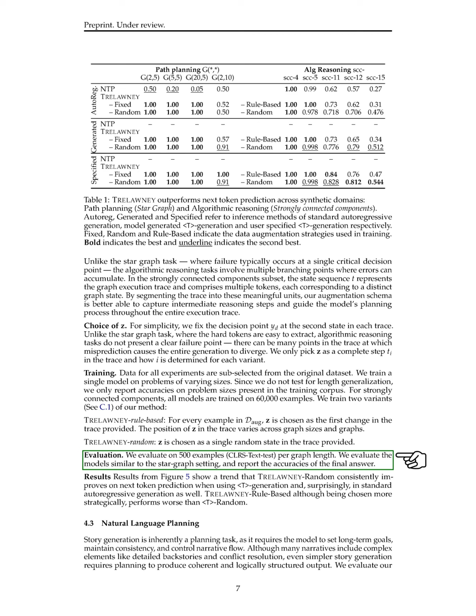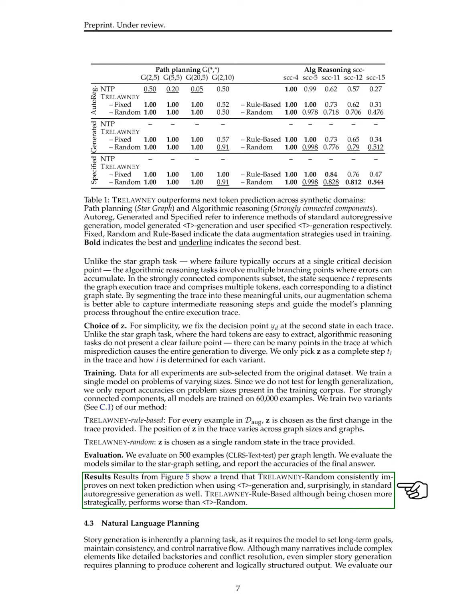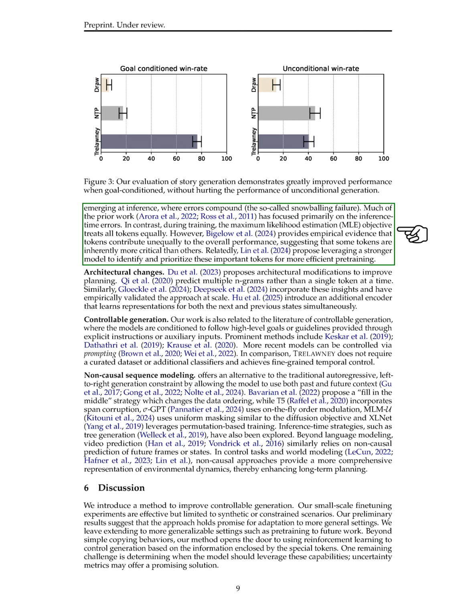Our results indicate that Trelawney random consistently improves next token prediction, even in standard autoregressive generation, while Trelawney rule-based performs worse despite its strategic selection. We also touch on related work in next token prediction, highlighting two types of failures, those from teacher-forced training and those that occur during inference. Previous research has mainly focused on inference time errors, while we note that tokens contribute unequally to performance.